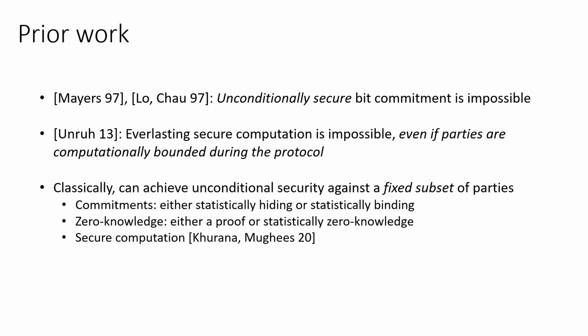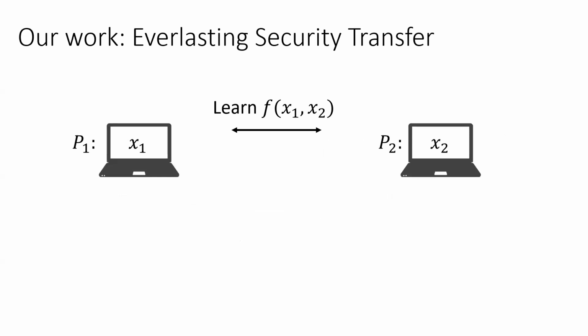Now it's useful to check, well, in the classical setting, what's the best that we can hope for? Well, we can achieve unconditional security against some fixed subset of parties. Again, imagine a commitment that can either be statistically binding or statistically hiding, a zero knowledge protocol that can either be a proof or statistically zero knowledge, and so on. So the question remains, is there any way for quantum information to improve on what we can do classically in this setting? And we show that there is this in-between notion that is impossible classically and becomes possible with quantum information.